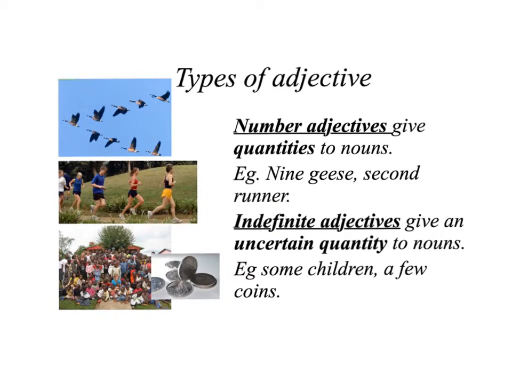These number adjectives give the quantities to the nouns. For example, we've got 9 geese, and that's the second runner there in her red singlet. If you've got an indefinite number, you're not quite sure of how much you've got, you might say some or a few. And these are adjectives to describe the number of nouns that are there.